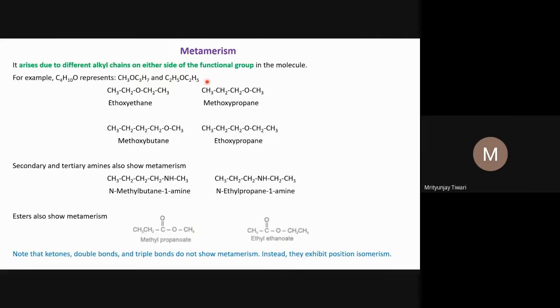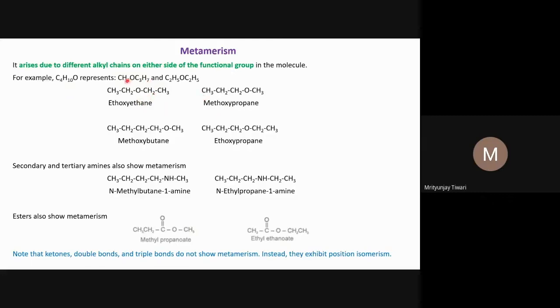Similarly, if you bring one CH3 group again to the left-hand side, it will give the same compound. So that is not a possibility. There are two possibilities with this compound to have two metamers: CH3O C3H7, or C2H5 O C2H5. And so they are two different isomers, and because of this, their names will also be different.